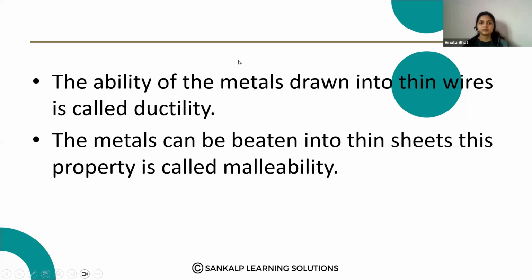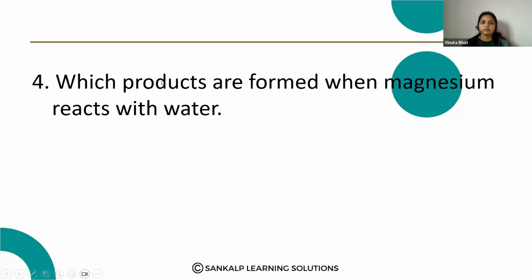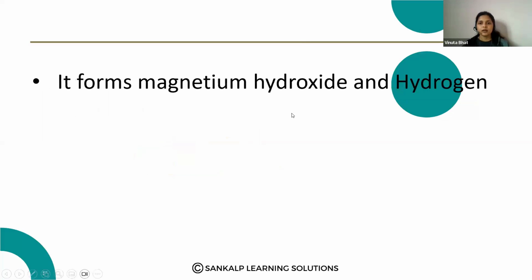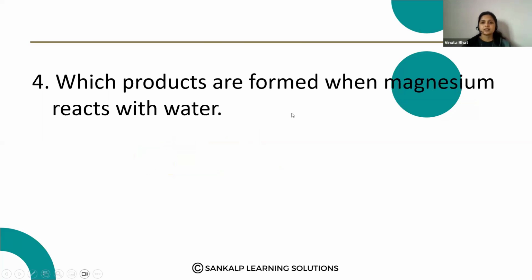Next question. Which products are formed when magnesium reacts with water? When magnesium, Mg, reacts with water, H2O, magnesium hydroxide is formed and hydrogen gas is released.